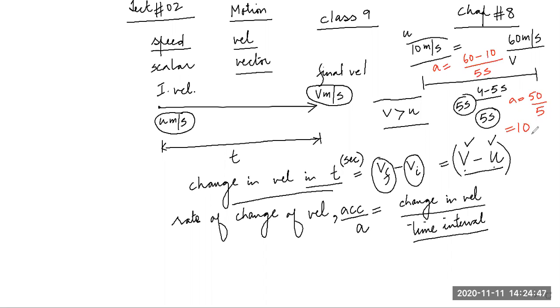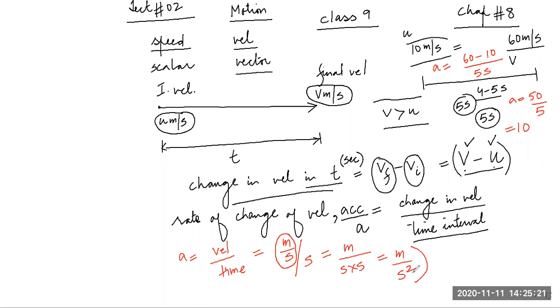Now we will talk about units. You see, acceleration is change in velocity by time, right? Now what is the unit of velocity? Meter per second, divided by second, because time is in seconds. Meter per second is the unit of velocity, and velocity by time is acceleration. So this is equal to meter divided by second into second, which becomes meter by second square. So always remember, what is the unit of acceleration?